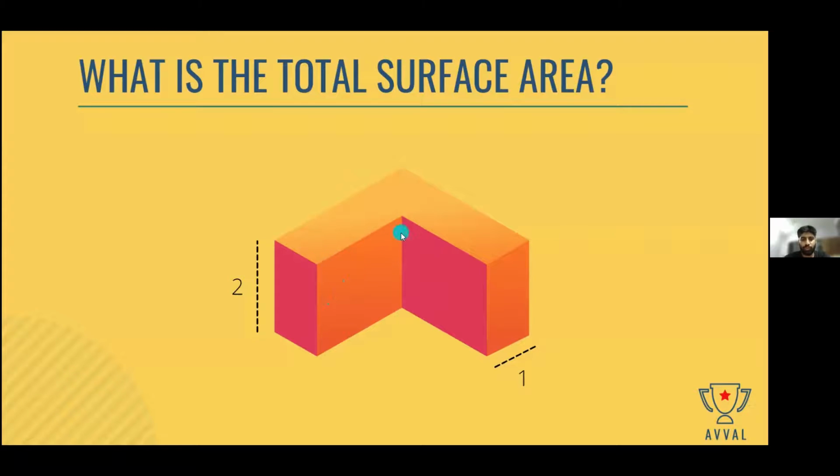The side of each square is 2. So the area of one square is 2 into 2, which is 4. And I have 2 such squares. So 4 plus 4 is 8. So the area of these 2 squares is 8.